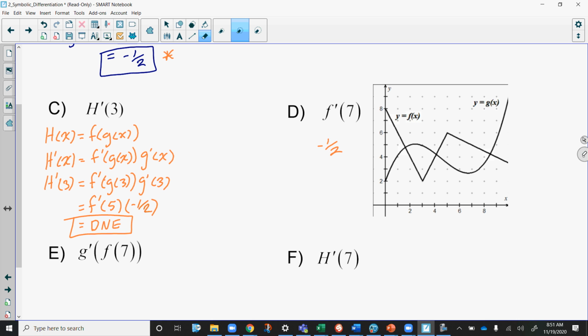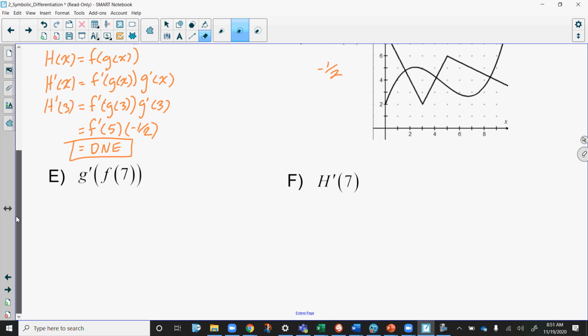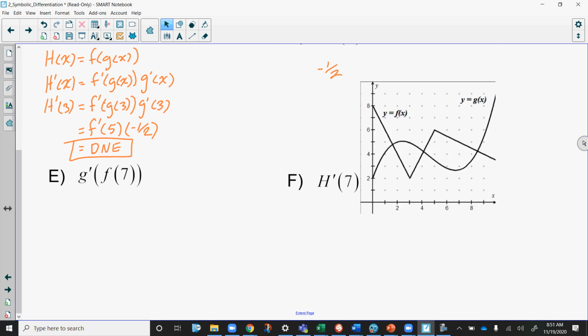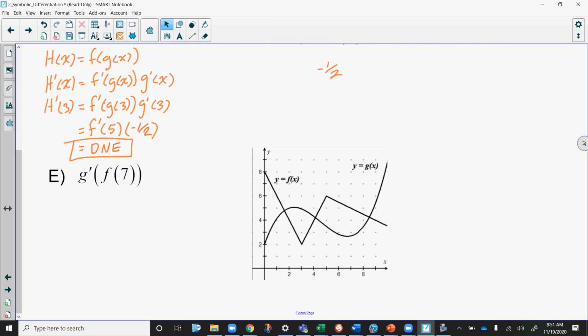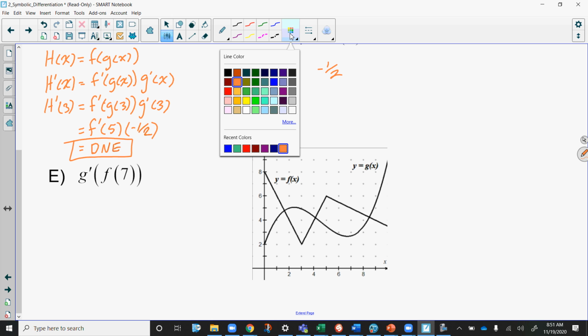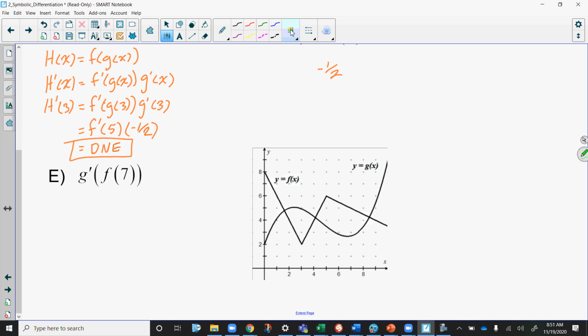And the last two that we're going to be looking at here, let's take a look at E. And let's get some nice color here, something I haven't used. Let's go with this green color here, I guess. So g prime of f of 7. F of 7 in this case is a 5. So we're looking for g prime of 5.